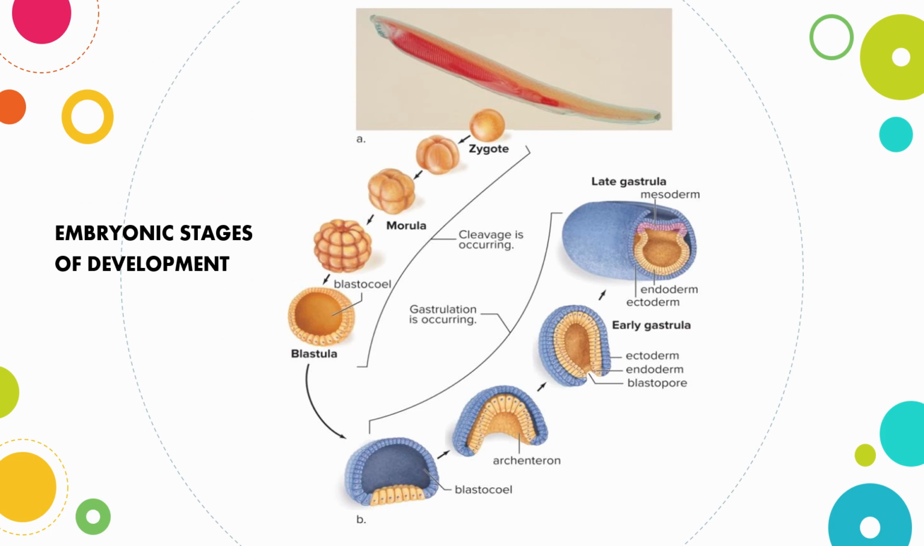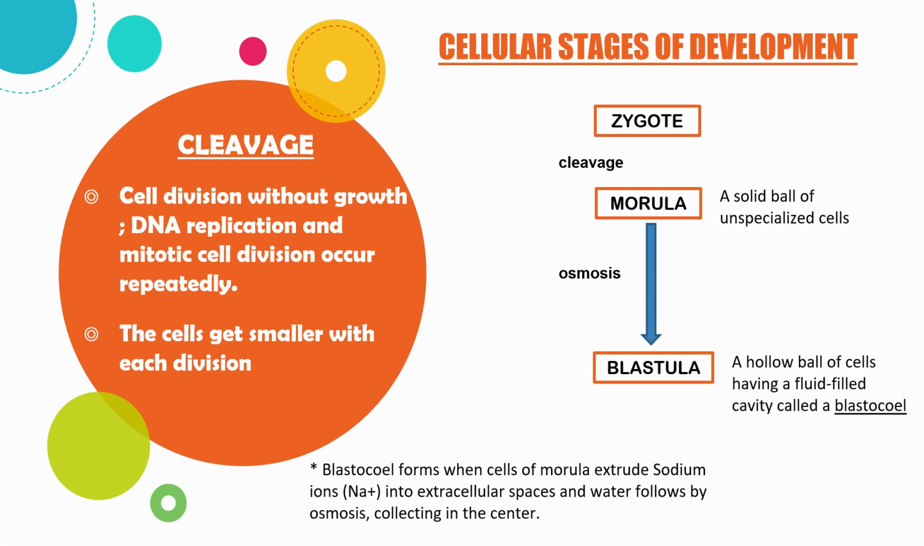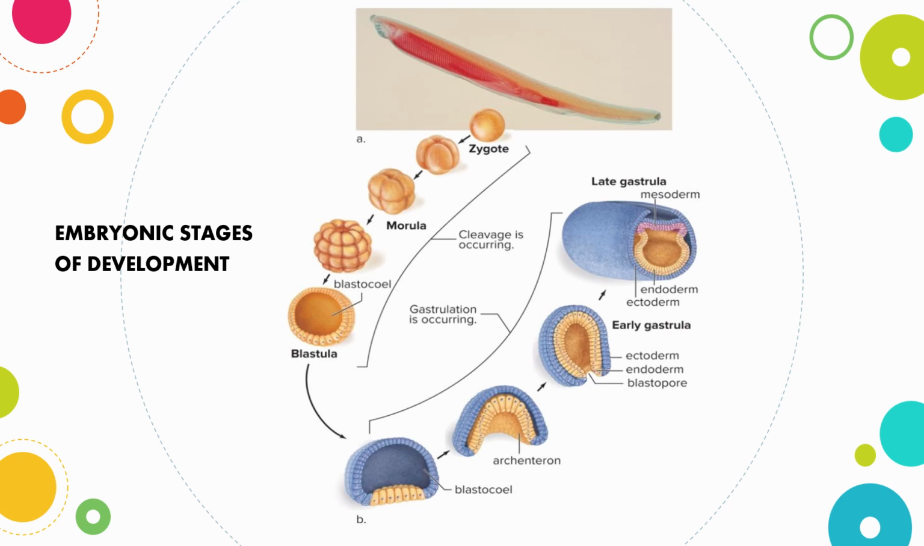As cleavage continues, the cells of the morula pump sodium ions into extracellular spaces. As this occurs, water follows by osmosis. The water collects in the center, so it forms the blastula. Blastula is a hollow ball of cells. The fluid-filled area in the center is called a blastocoel. Once the blastocoel is formed, the next stage of embryonic development, called gastrulation, begins.